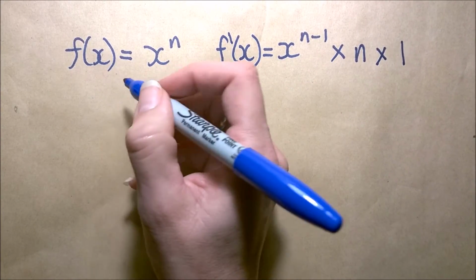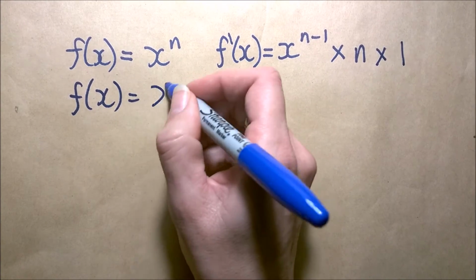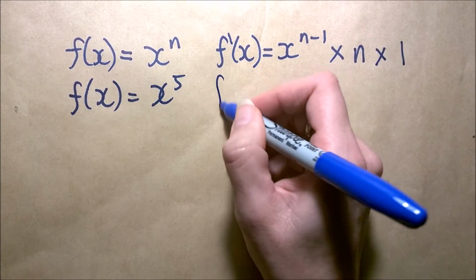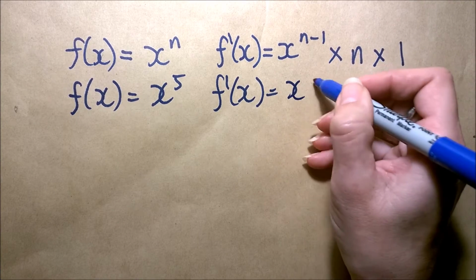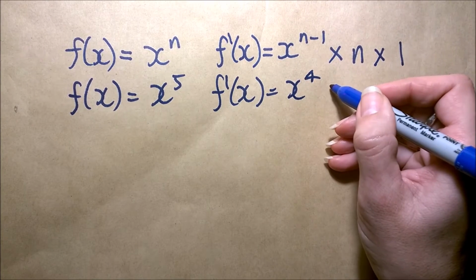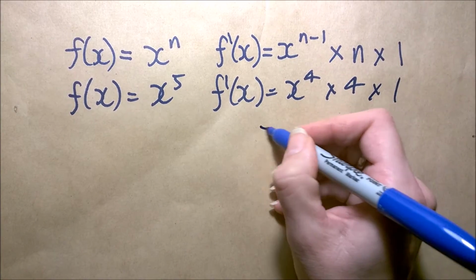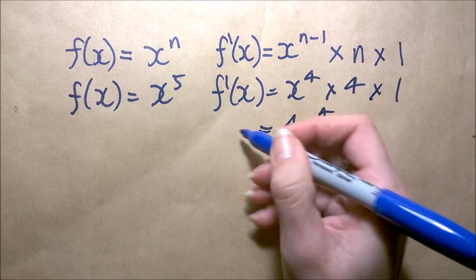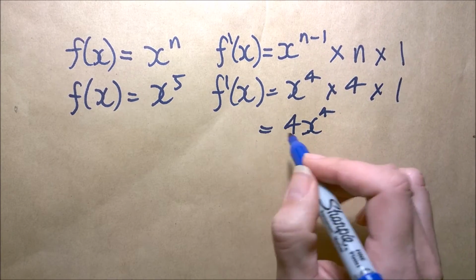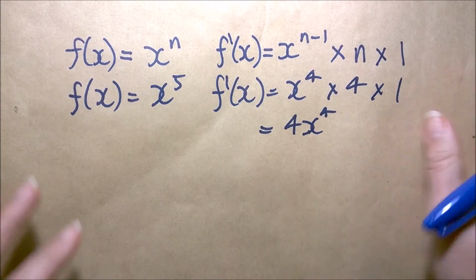Okay, so you could have a function, x raised to the 5, and therefore the derivative equals x raised to the 4 times 4 times 1, so that equals 4x^4. Look at that, you got the derivative. That's exciting because you followed the rules and you got that. But do you have any idea what a derivative is?